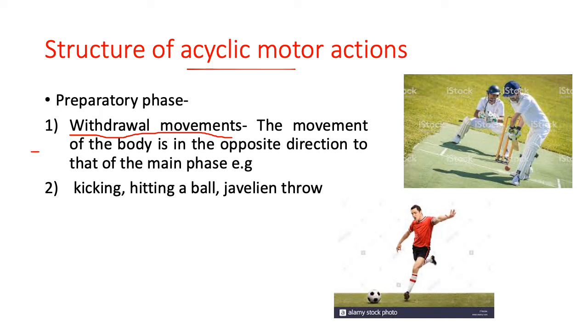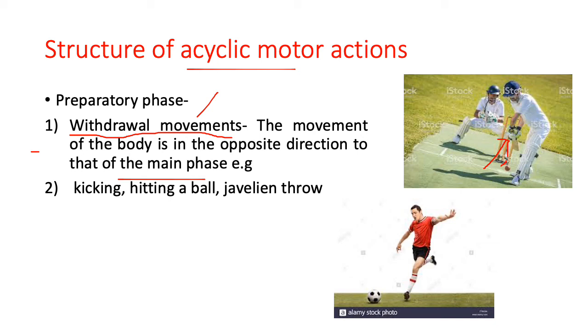The movement of the body is in the opposite direction to that of the main phase. So what is that? Now if you want to hit that ball in cricket, you will move your bat in the opposite direction. Just focus on the arrow which I made. You will keep on doing like that before finally hitting the ball. So what is this? This is your withdrawal movement with your bat.